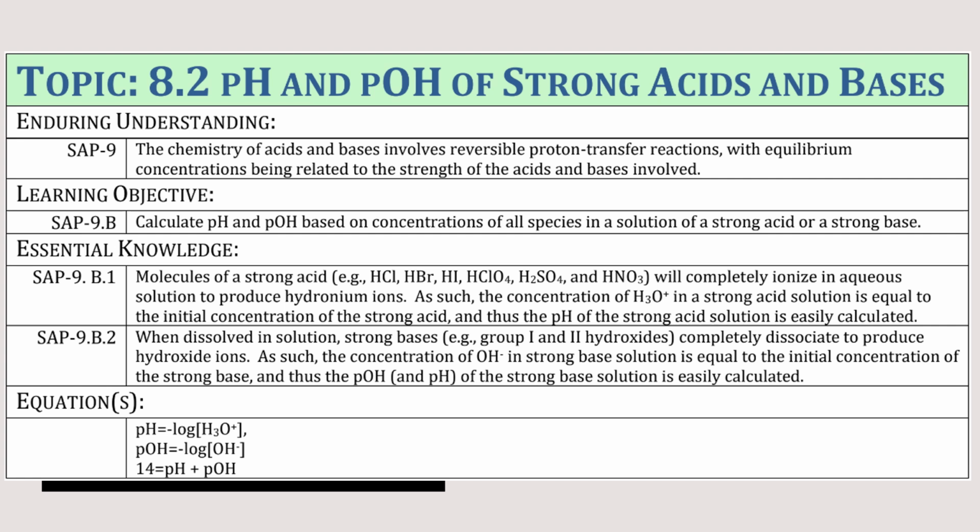So if it's a strong acid, it will ionize completely in aqueous solution to produce hydronium ions. When a strong base is dissolved in solution, it's going to dissociate completely to produce hydroxide ions. Three equations to be mindful of. The pH is the negative log of the hydronium concentration. The pOH is the negative log of the hydroxide concentration. And 14 equals the pH plus the pOH.